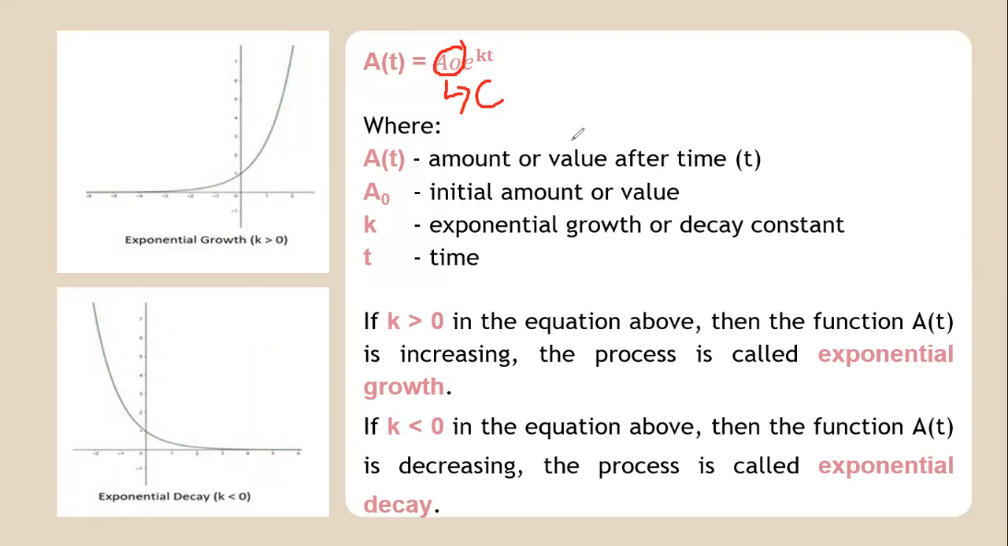Then A of t is the amount or value after time t. Okay? So makalipas ang ilang oras, yan yung magiging amount. Nagbabago yan with respect to time. And then A sub O is the initial amount or value. K will be the exponential growth or decay constant. And of course, T is our time.